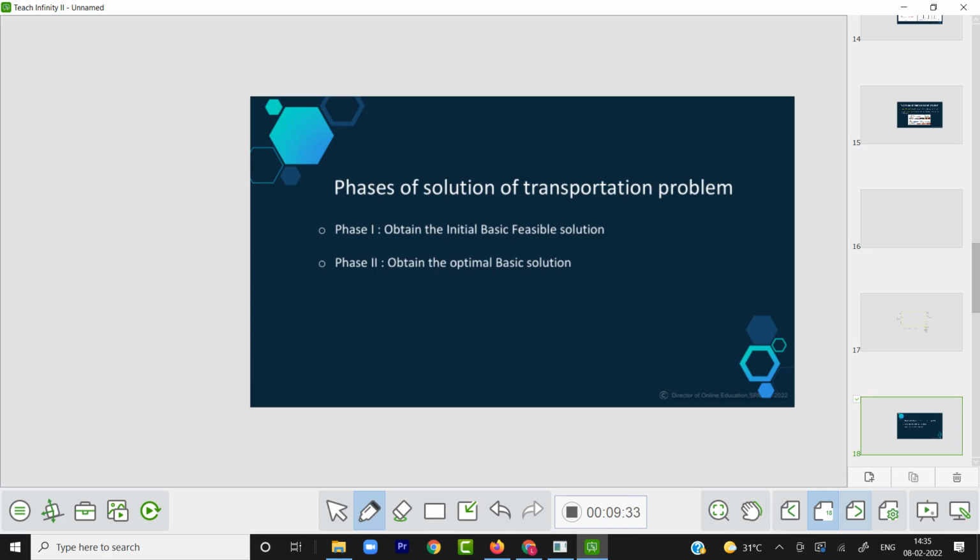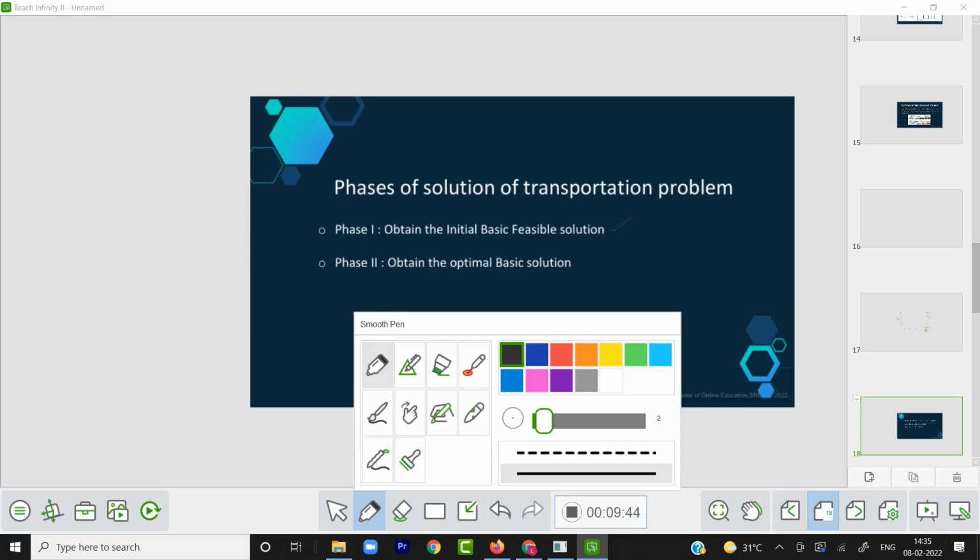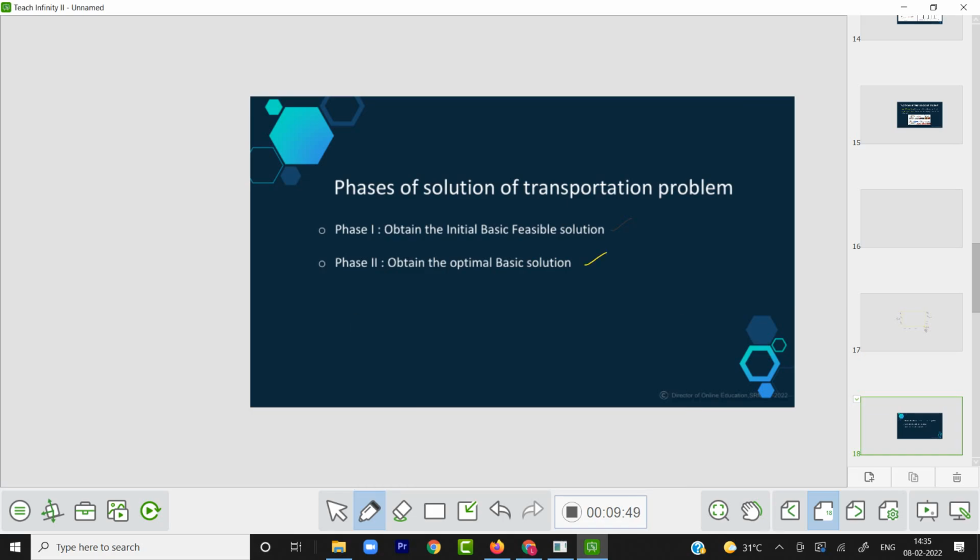Right, phases of solutions of a transportation problem. For every problem we can find 2 phases. One is the basic feasible solution, another is the optimal solution. Basic solution means we get the initial solution, which is not final, just an approximate solution. That is called the initial basic feasible solution. What is an optimal solution? Optimal solution is the final; beyond that there is no other option.